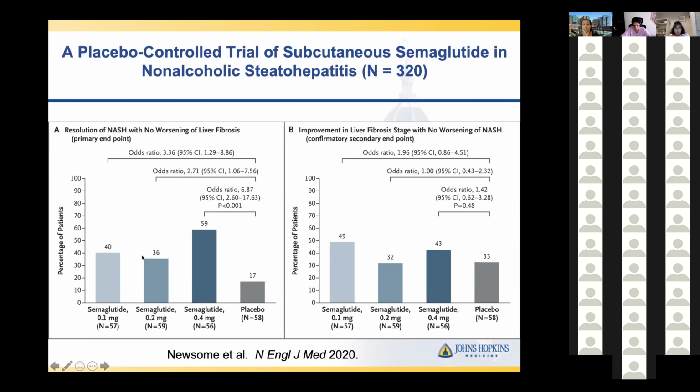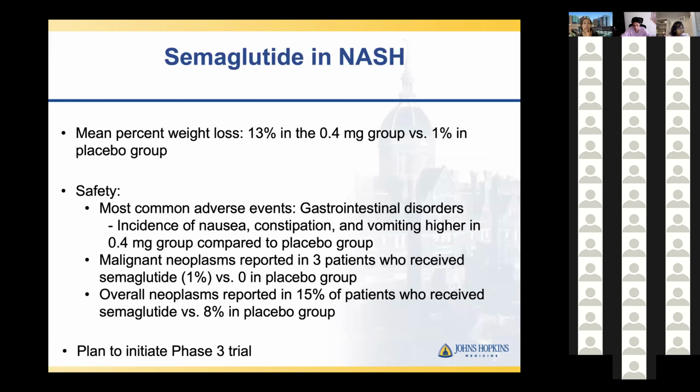So based on this, there's an ongoing phase 3 trial to look at this. One of the best things about this is that patients actually lose a significant amount of weight. You can see 13%, the mean percent weight loss in patients in the semaglutide 0.4 milligram group versus 1% in placebo. The common adverse events reported were gastrointestinal disorders like nausea, constipation, and vomiting.